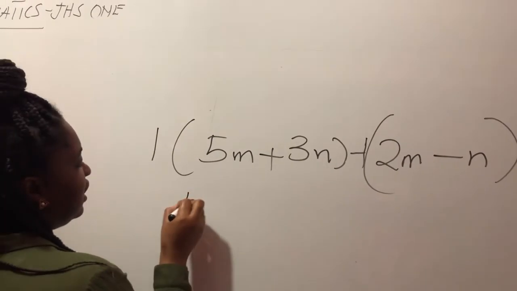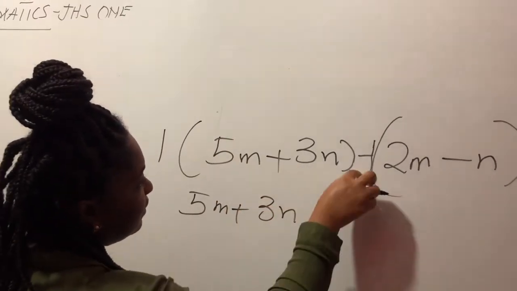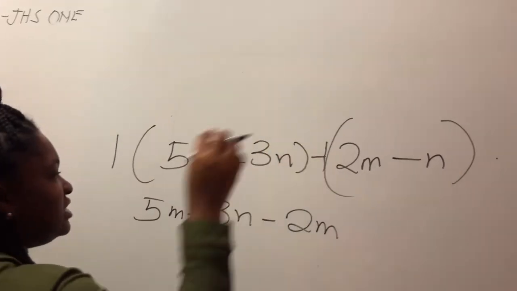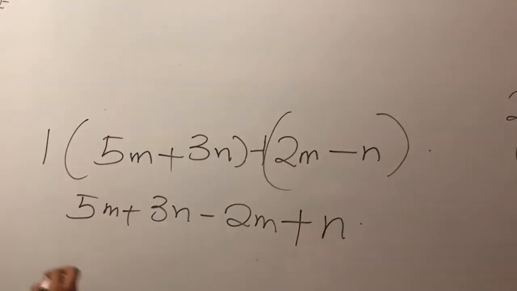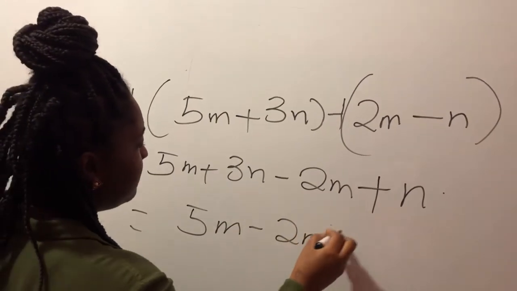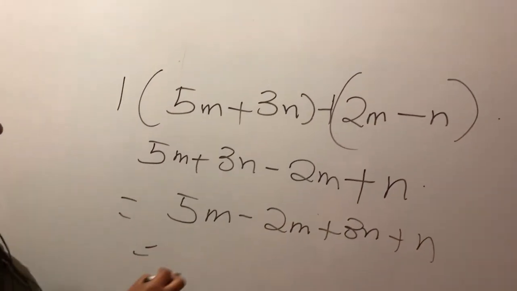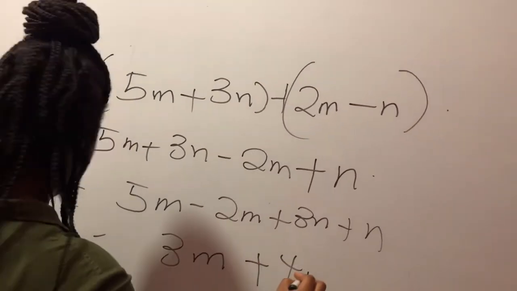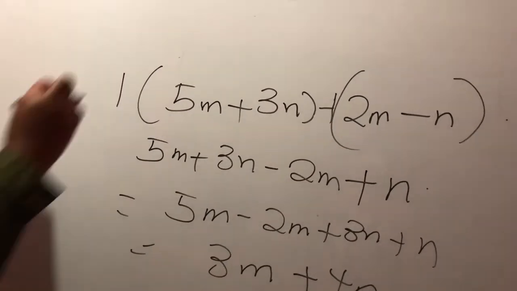So 1 times 5m is 5m. 1 times 3n is 3n. And our negative, so negative times 2m is -2m. And then -1 times -n will give us plus n. We group like terms, 5m minus 2m plus 3n plus n. What are we having? 3m plus 4n. That is your answer.